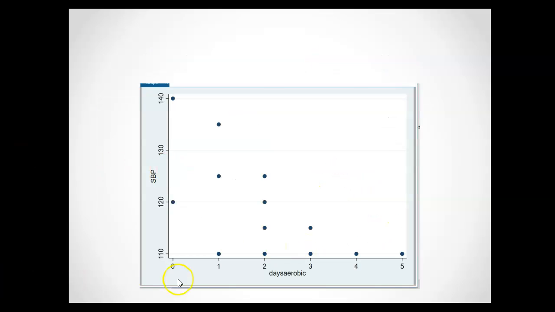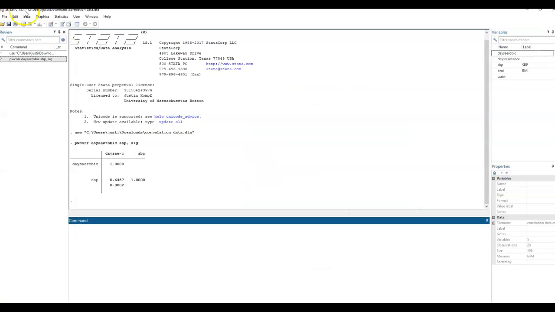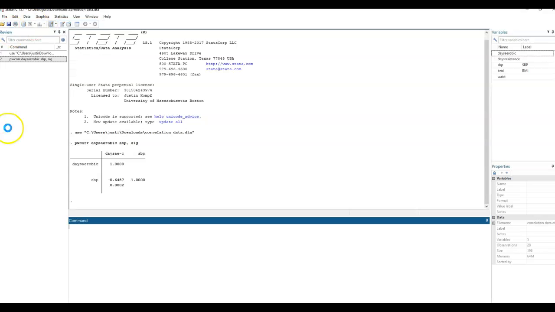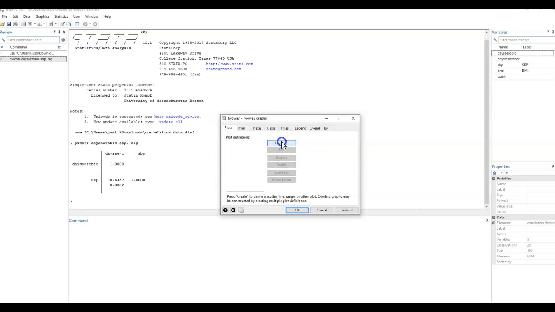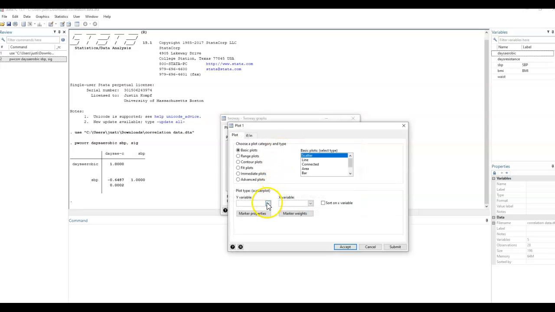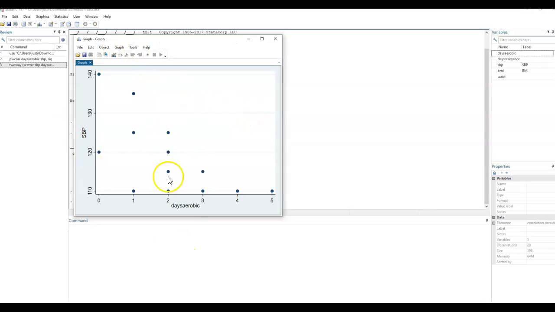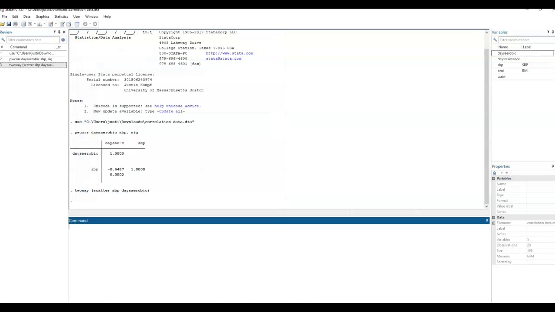So if we want to get a scatter plot, what we can do is go back to this. We go to graphics, two-way graph, and we want to go create, and we want to know what we want our x variable to be, and we want to know what we want our y variable to be. So let's go with days of aerobic training, and let's go with systolic blood pressure. We'll hit accept and then OK. And then that should pop up in a second. So here's our scatter plot. So I'll close that out.